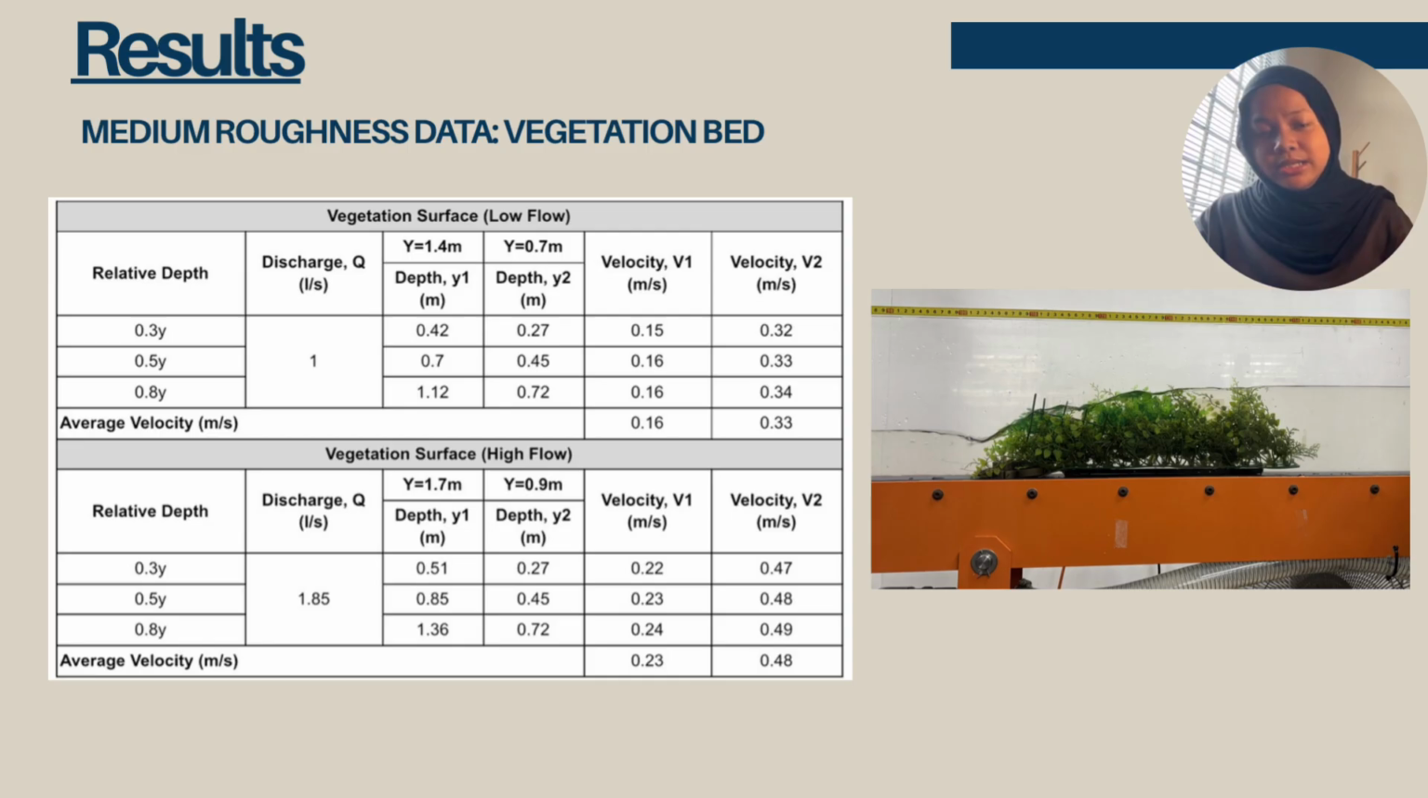So next one is the vegetation bed. Compared to the smooth bed, the vegetation introduces additional resistance to the flow. Because of this, the flow pattern becomes less uniform, especially near the vegetation where the water experiences more drag. As the flow changes from low flow to high flow, the velocity also increases. However, the vegetation continues to slow the flow and increases the water depth due to the added resistance.